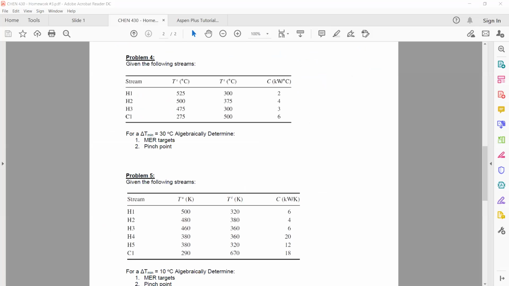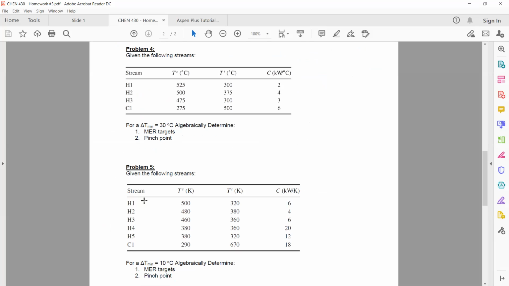Problem number 4. Given the following streams, same idea. Delta T minimum equals 30. Determine the MER targets and the pinch points. Let's do it. Same process. We'll just go through it slowly, and we will get the solutions. Okay, first of all, let me write down the stream information.